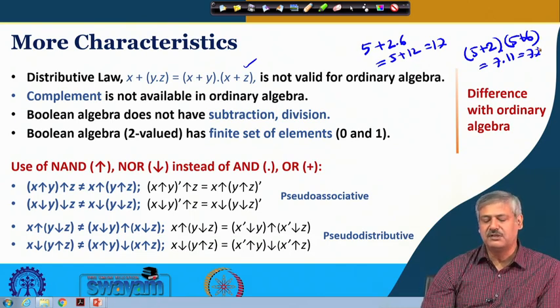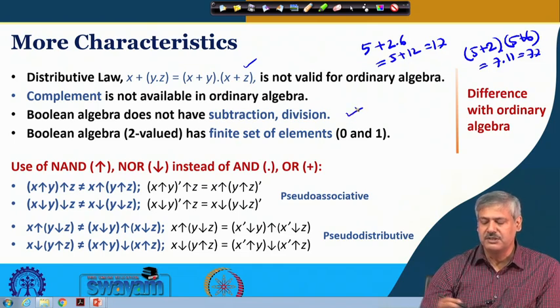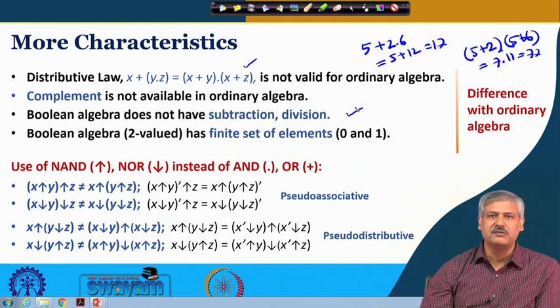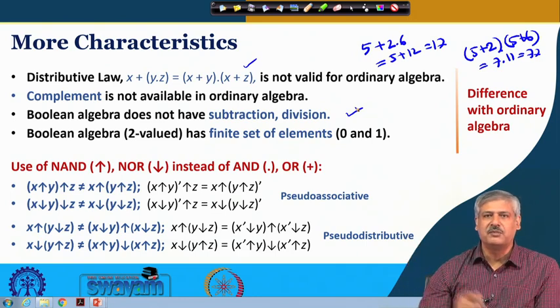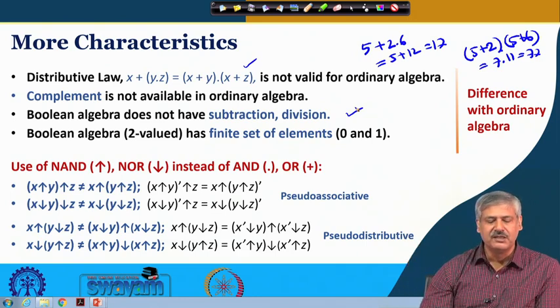Complement is not available in ordinary algebra, that we already know. It does not have inverses for addition and multiplication like subtraction and division. This kind of inverses are not there in Boolean algebra, which is there in ordinary algebra. And the two-valued Boolean algebra, the one that we have seen, has got only a finite set of elements, 0 and 1. For ordinary algebra, there is an infinite set of elements, I mean 0, 1, 2, 3, 4, the number can extend to any high value.